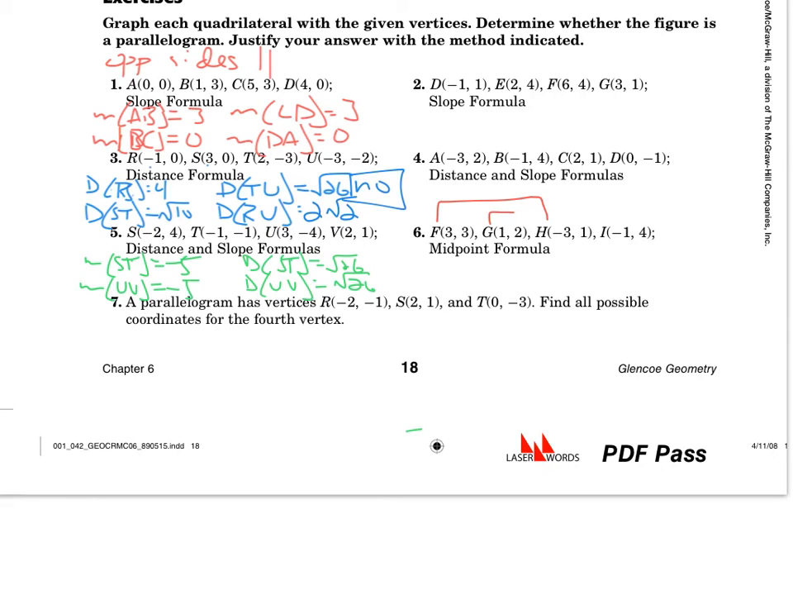We're going to find the midpoint of FH and then the midpoint of GI. They should come out to the exact same thing. If so, then you can prove that the diagonals bisect each other, and therefore, this is a parallelogram. Okay, so the midpoint of FH equals.